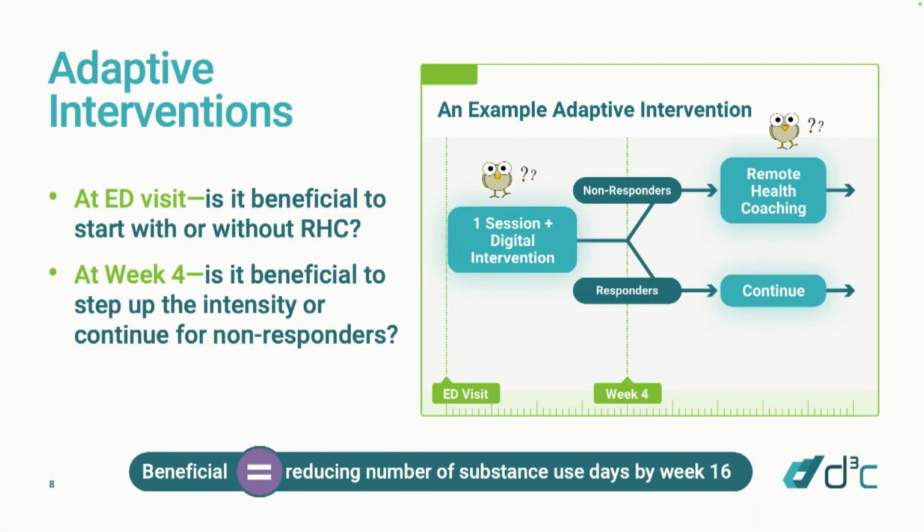The second question that I have is how to best address the needs of non-responders. Here, the assumption is that I should add coaching for non-responders. But maybe it would be more beneficial simply to continue with the initial intervention. Just give them more time with the initial intervention. More beneficial, again, in terms of reducing the number of substance use days by week 16.